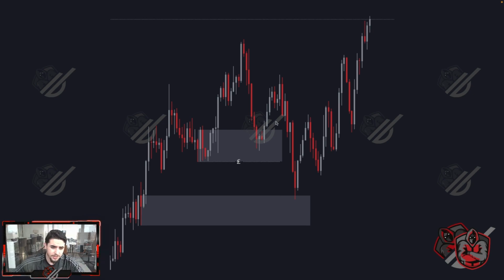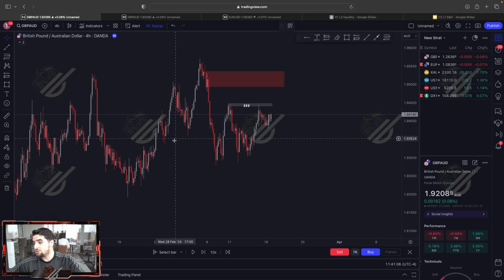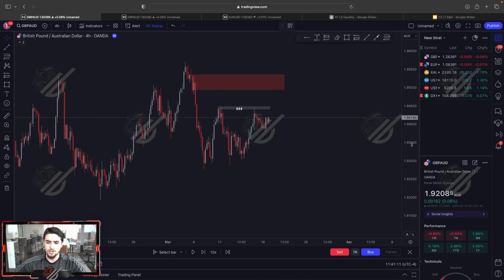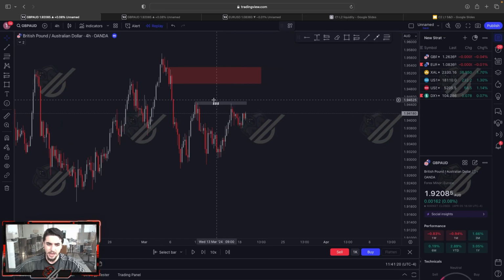Okay, so those are the three examples of equal highs, trendline liquidity, and supply and demand being liquidity. I'm going to go ahead and show you guys some chart examples of how we would go about trading this. Okay, so this example is pound Australian dollar. Now, what can we see right over here? Price has created a form of double top, as you guys can see. Okay, this double top has now been formed.